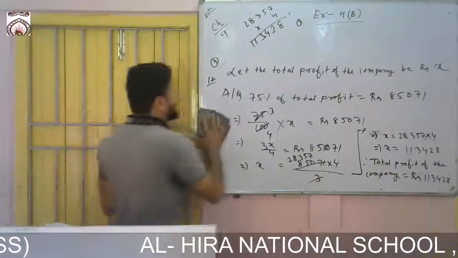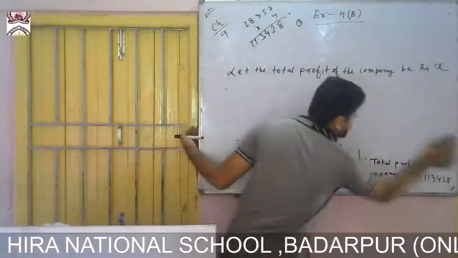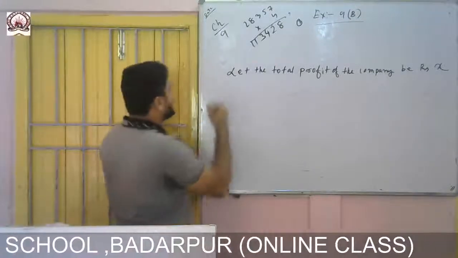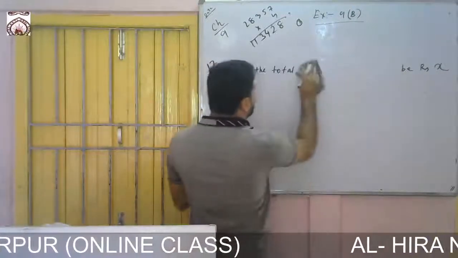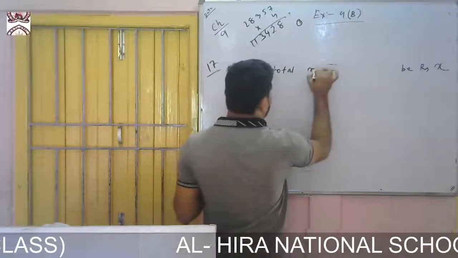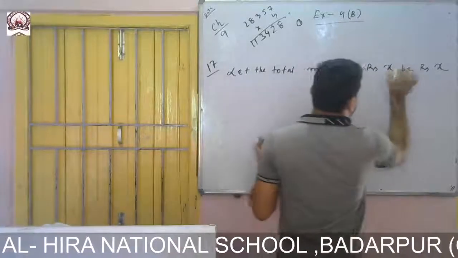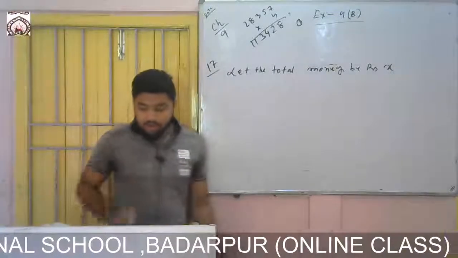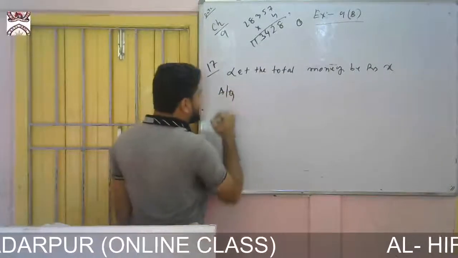So see, let the total money of the man be X. Question number 17: let the total money be rupees X. Now, according to the question, I can write what?